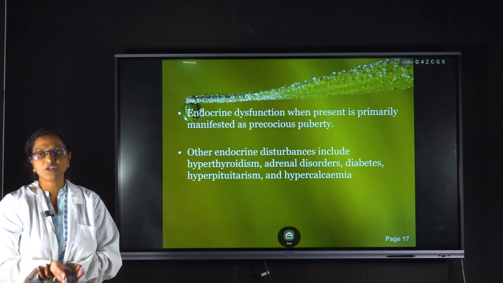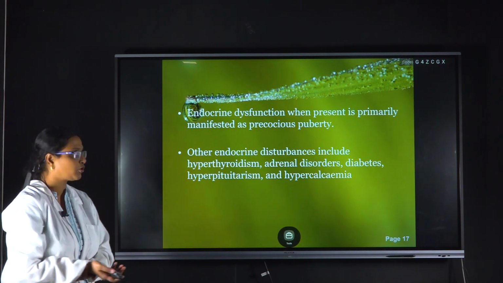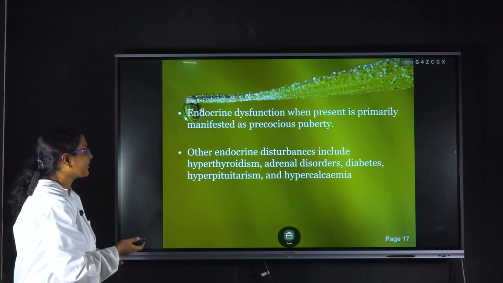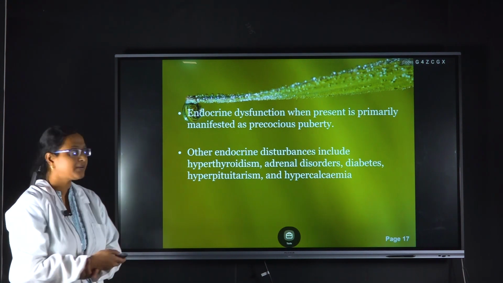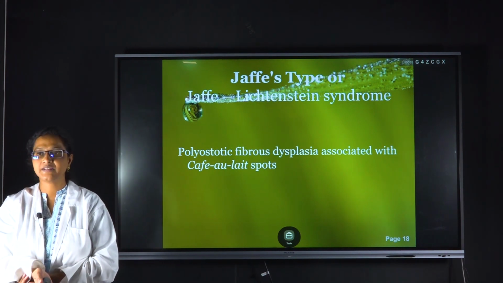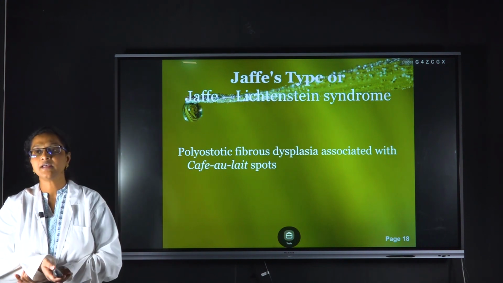Other than the bone lesions and cafe au lait spots, there is abnormality in the endocrine systems also. So we may see precocious puberty, hyperthyroidism, adrenal disorders, diabetes or hyperpituitarism. Coming to the syndromes associated with fibrous dysplasia. The first one is called Albright's type or Jaffe-Lichtenstein syndrome.